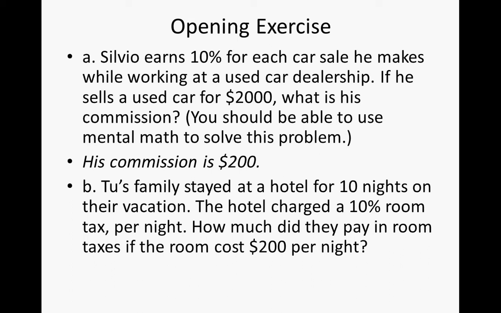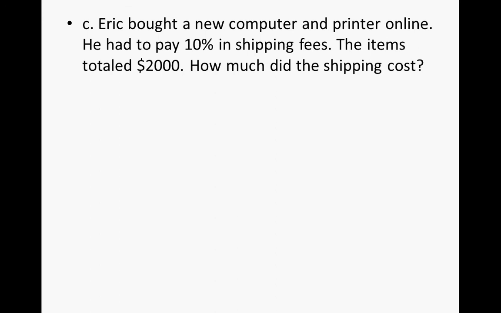Tu's family stayed at a hotel for 10 nights on their vacation. The hotel charged a 10% room tax per night. How much did they pay in room taxes if the room cost $200 per night? Again, they paid $200. So Eric bought a new computer and printer online. He had to pay 10% in shipping fees. The items totaled $2,000. How much did the shipping cost? Well, the shipping cost $200.